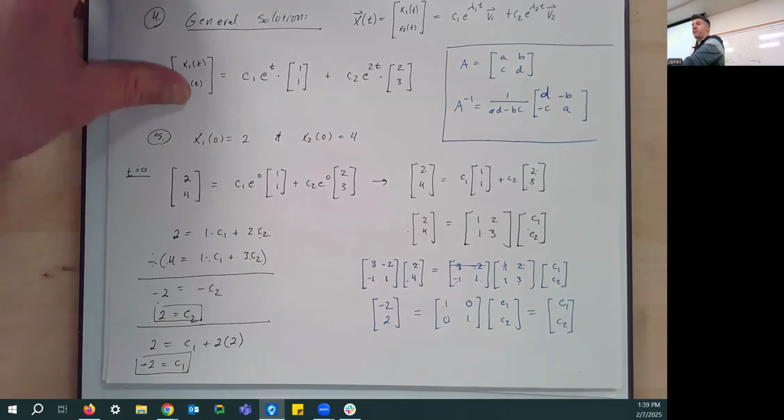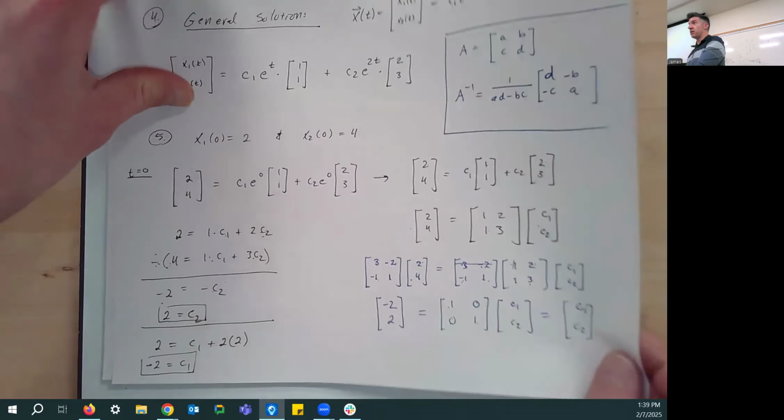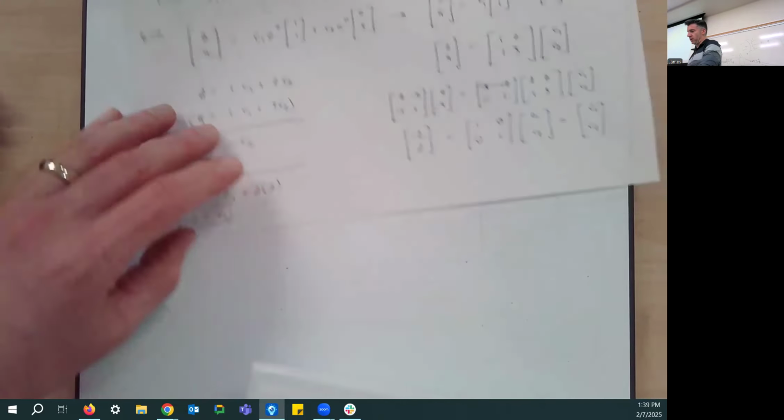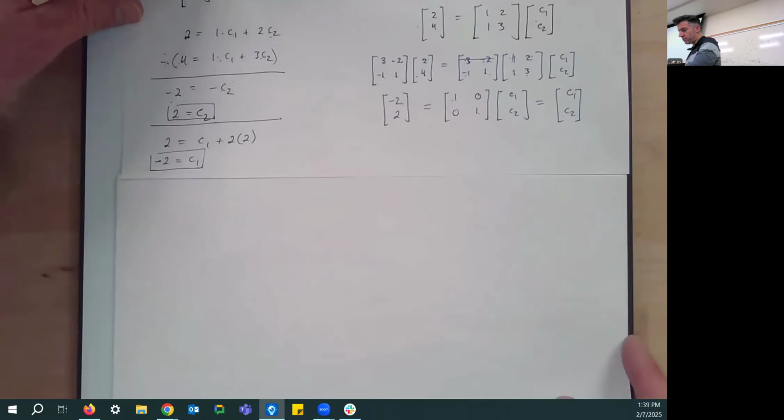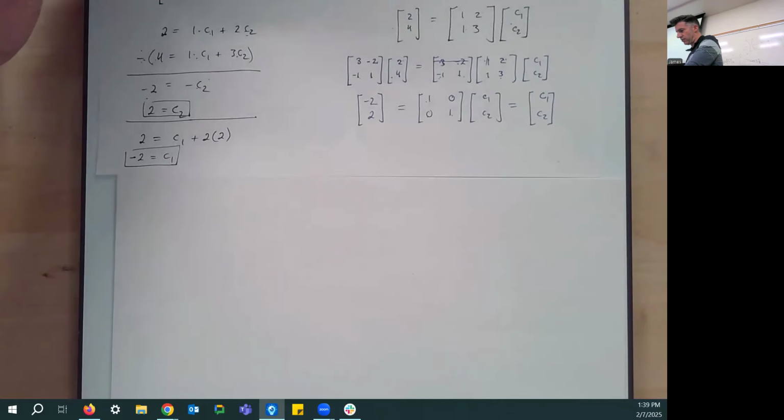So here's our particular solution to the system of differential equations. So let's write it. I'm going to write it all down here.